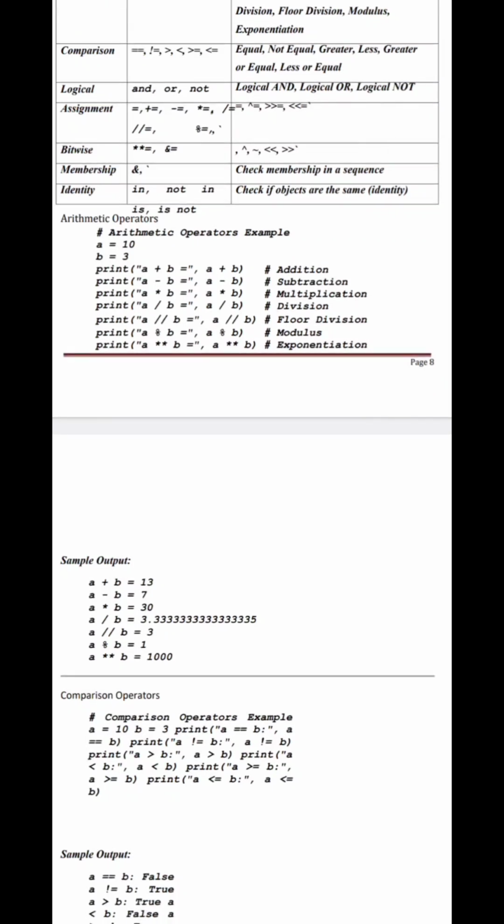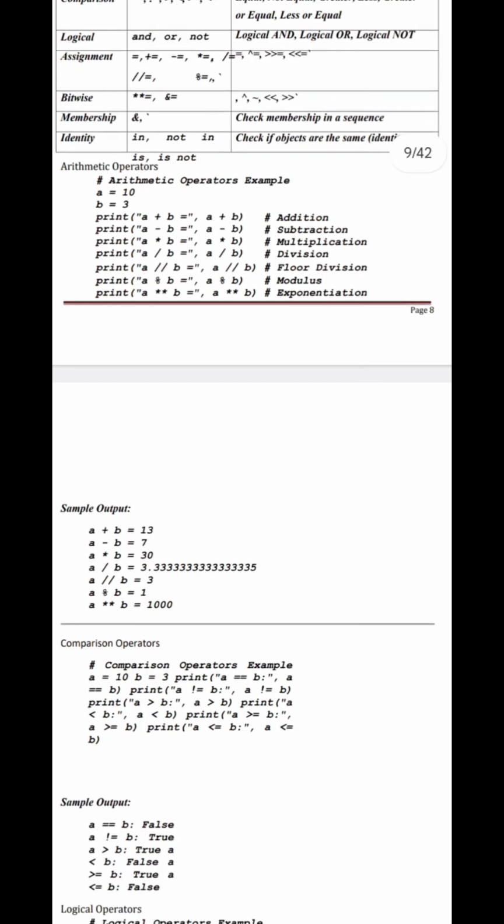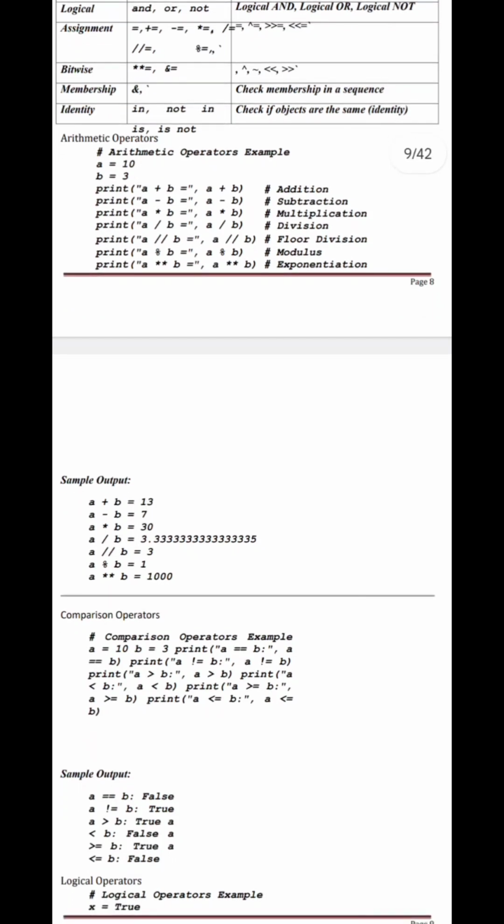Arithmetic operators. We all know the arithmetic operators are addition, subtraction, multiplication. We have defined two variables, a is equal to 10, b is equal to 3. Print a plus b, and we get the output as 10 plus 3, 13. And the last one is print a star star b. What does the star star represent? Star star, double star, represents a to the power of b. So a is 10, 10 to the power of 3, that is 1000.